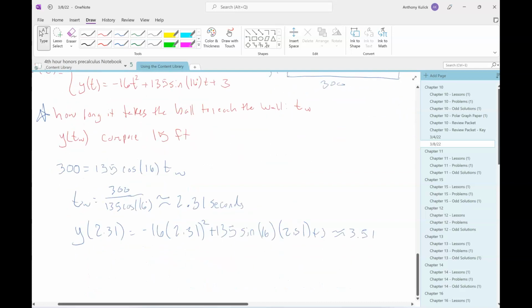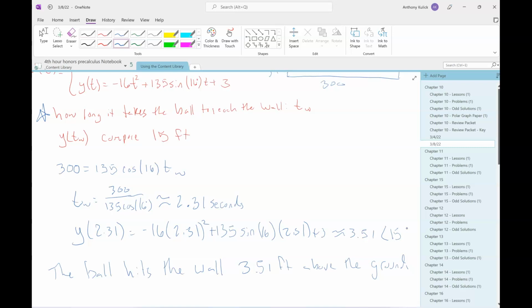So did the ball get over the wall? No, right? That's less than 15. Baseball players, is that catchable? Seems like it, right? 3.5 feet above the ground. You ought to be able to catch that. All right.